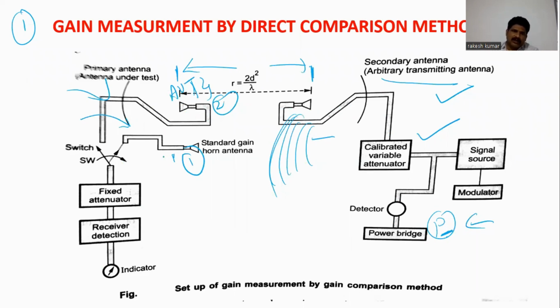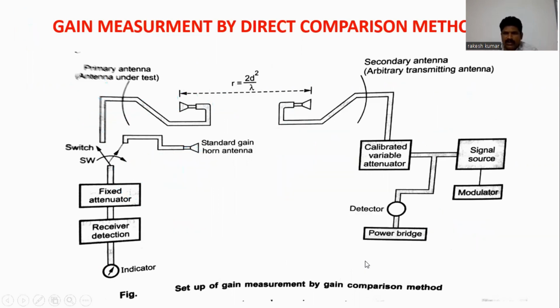Initially, for one time, you connect to standard gain horn antenna, and you will measure what is the power received by the standard. That will be P1. Okay, next detach that and now you connect to antenna under test.